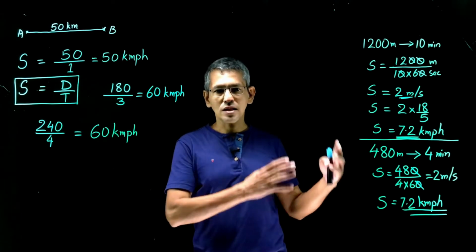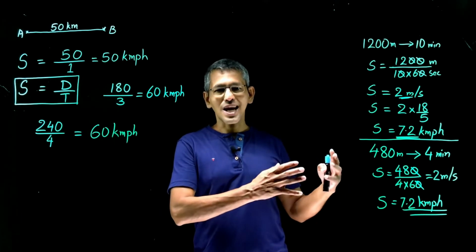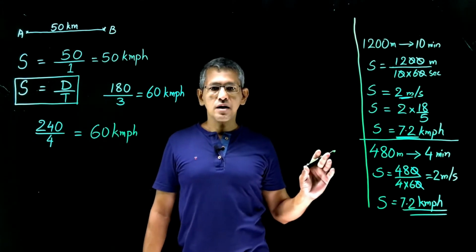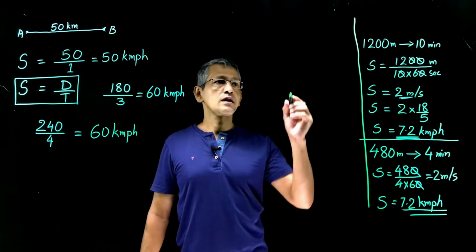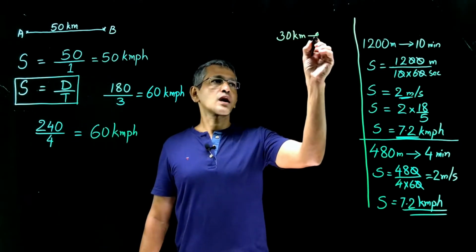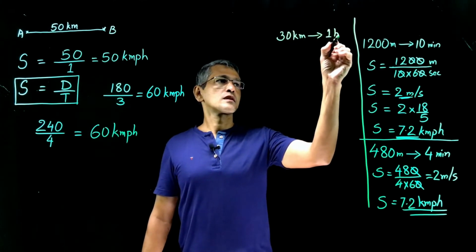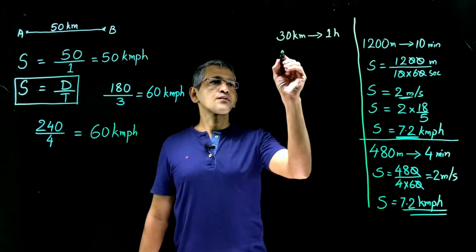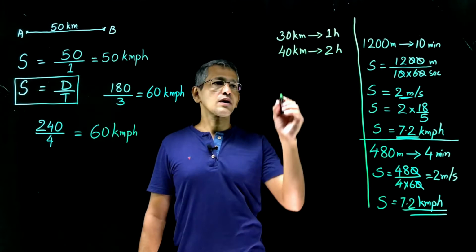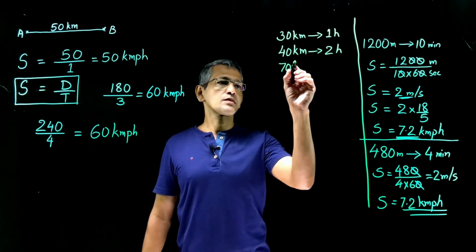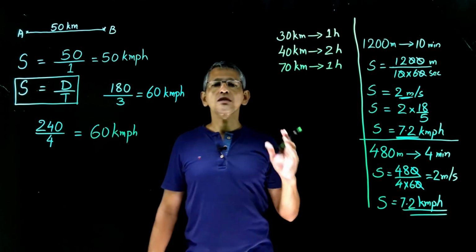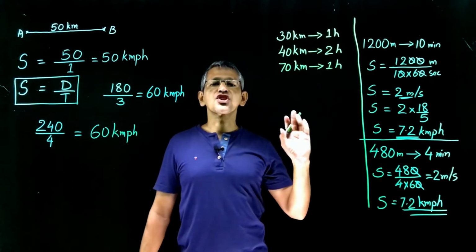Alright, so now let's take a question which is slightly different from what we have done right now. Well, we have a driver, he drives his car at 30 kilometers per hour for 1 hour. Then he drives his car at 40 kilometers per hour for 2 hours. Then he drove his car at 70 kilometers per hour for like 1 hour. So what's the average speed of his journey?